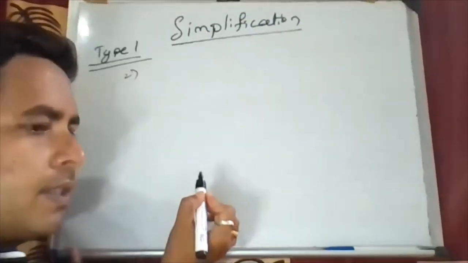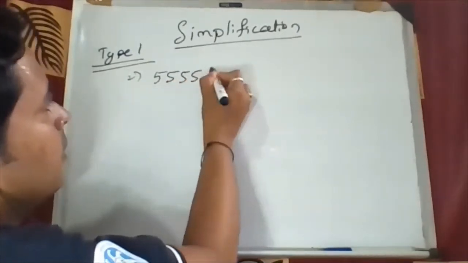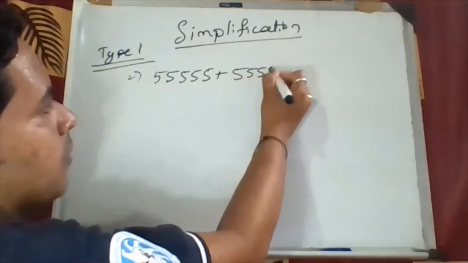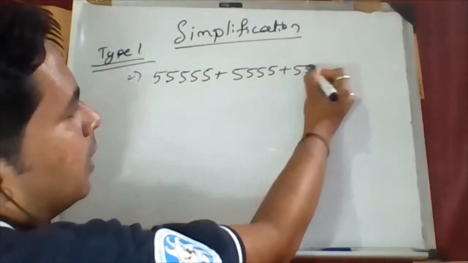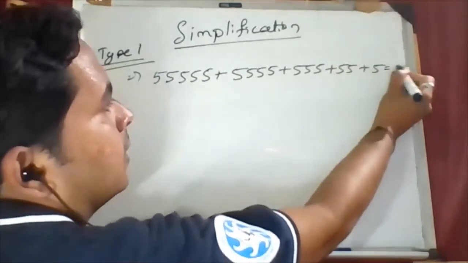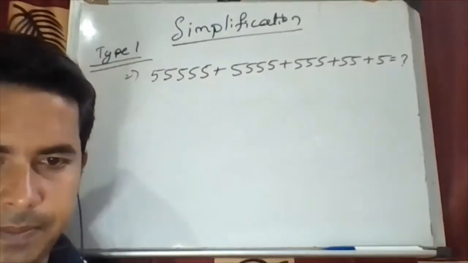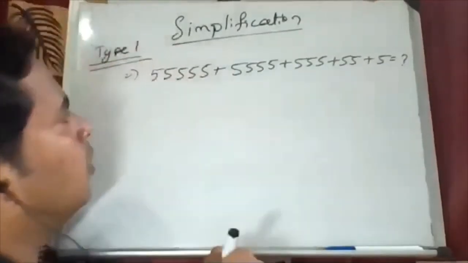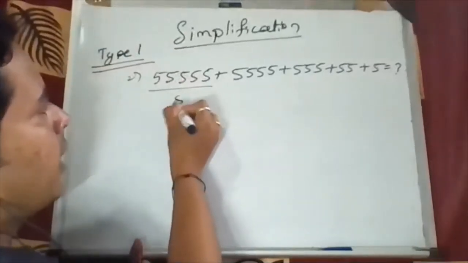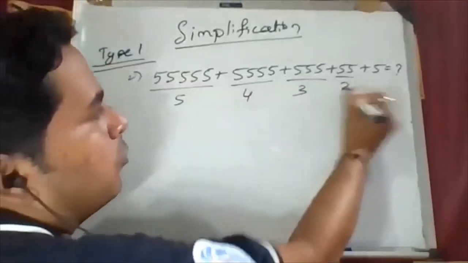So the second one is 5555 plus 5555 plus 555 plus 55 plus 5. Now you people try how to do this. So what do you have to do? Just count the number of 5s. How many are there here? 5. And here 4 5s are there. Here 3 5s are there. Here 2 5s and here 1.